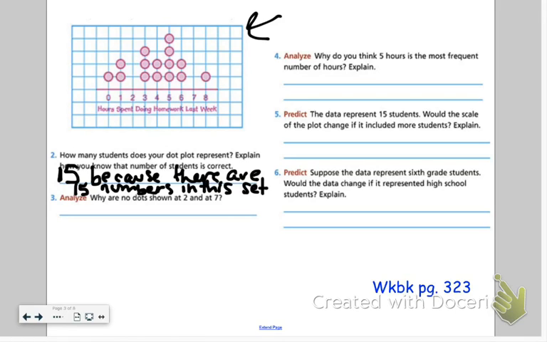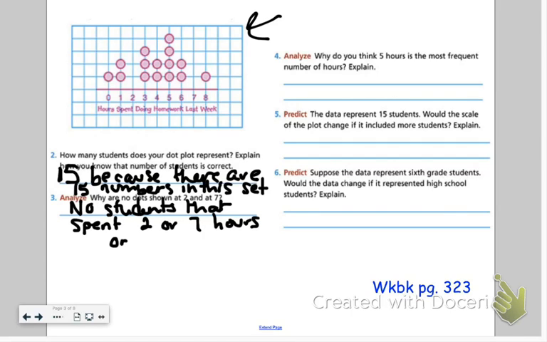Analyze. Why are there no dots shown at 2 and at 7? Well, obviously there's no students that spent 2 or 7 hours on homework. When you're making your dot plot, even though some numbers might not have any data for them, you still want to make sure that your number line includes them. So it is okay to have gaps in your dot plot.